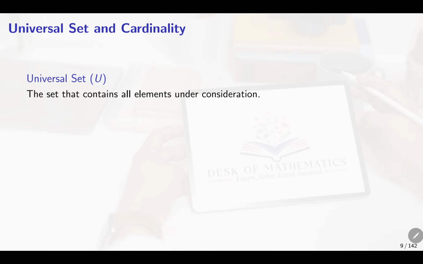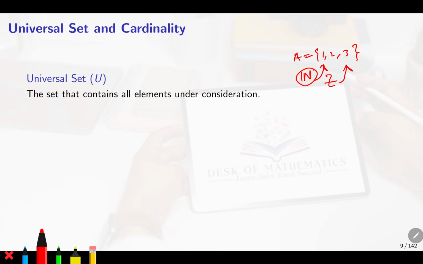Now, what is the universal set? It is a set that contains all elements under consideration. For example, if I give you the set A equal to {1, 2, 3}, then the set of natural numbers or the set of integers could be the universal set. That is the consideration about which we are talking, and that is called the universal set.